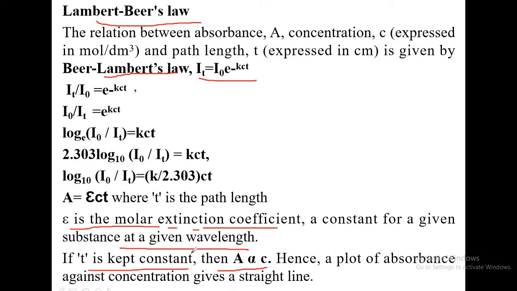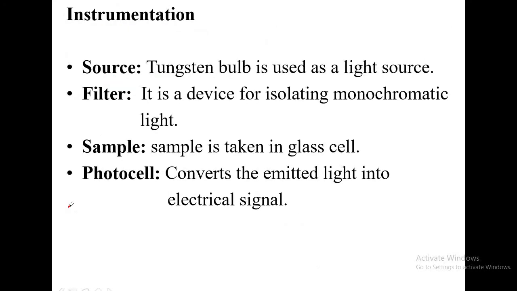Okay, here this formula A equals epsilon ct is very important. You should know the significance of the terms involved. T is path length, C is concentration, epsilon is the molar extinction coefficient, which is a constant for a given substance at a given wavelength, and A is absorbance. Moving on. Now let us study colorimetric determination of copper.